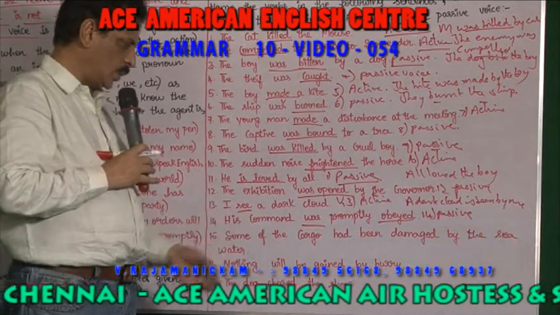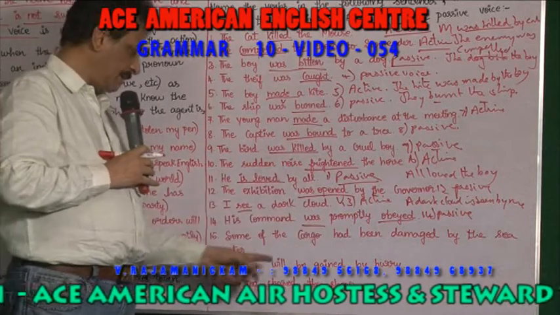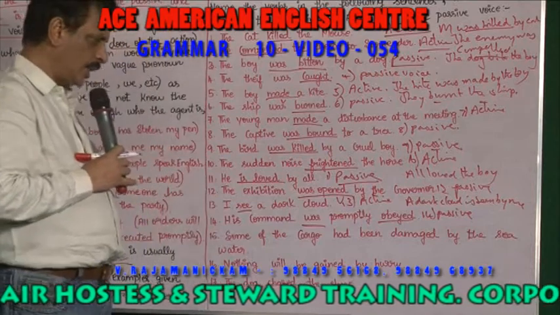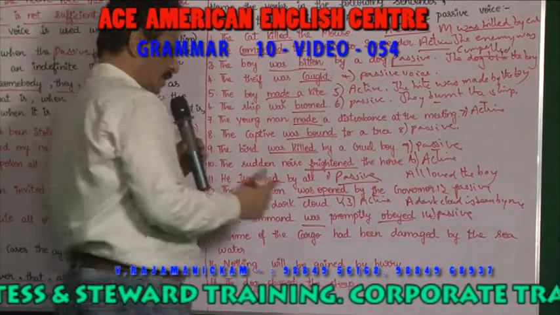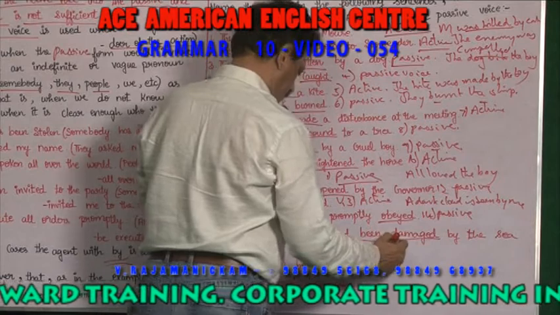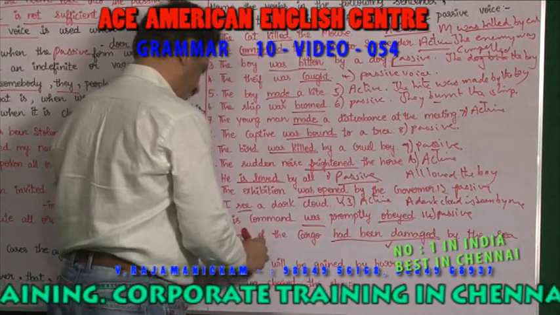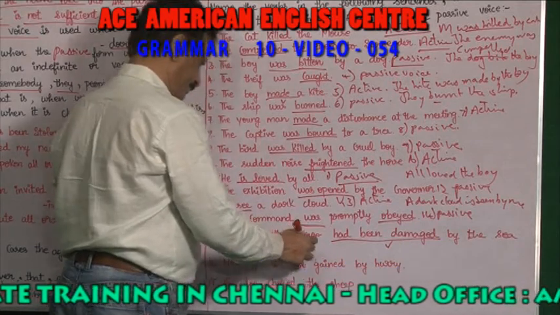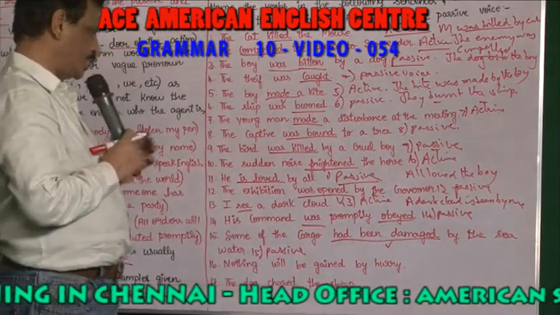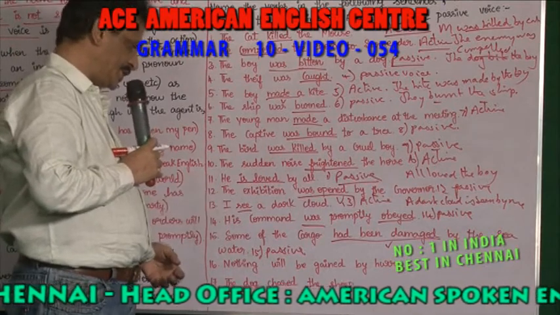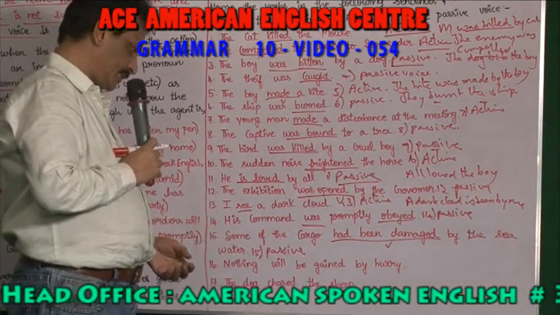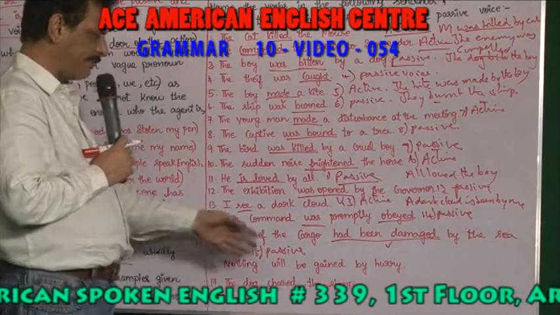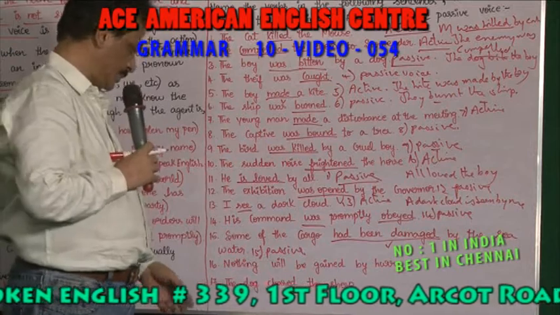Some of the cargo had been damaged by the sea water. So is the verb, and what is it, active or passive? 15. It is passive. What is the active form? Sea water had damaged some of the cargo.